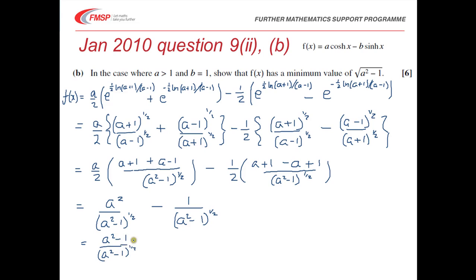Which of course we can divide through now by a squared minus 1 to the power of a half, and that gives us a squared minus 1 to the half, or as they've said in the question, the square root of a squared minus 1.